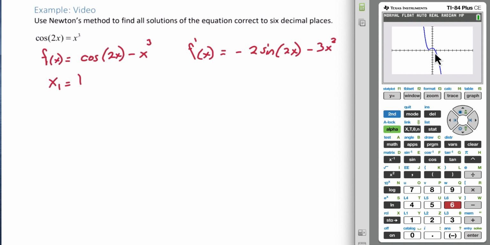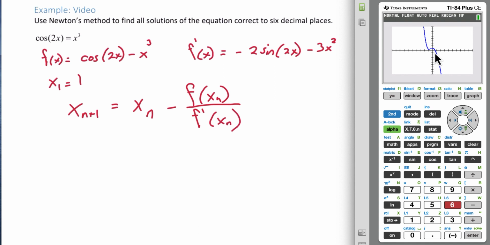Recall the formula for Newton's method. X sub n plus 1 is equal to x sub n minus f of x sub n divided by f prime of x sub n. So if we are looking for the second approximation, we would take 1 minus f of 1 divided by f prime of 1. Now we can do this relatively quickly in the calculator.